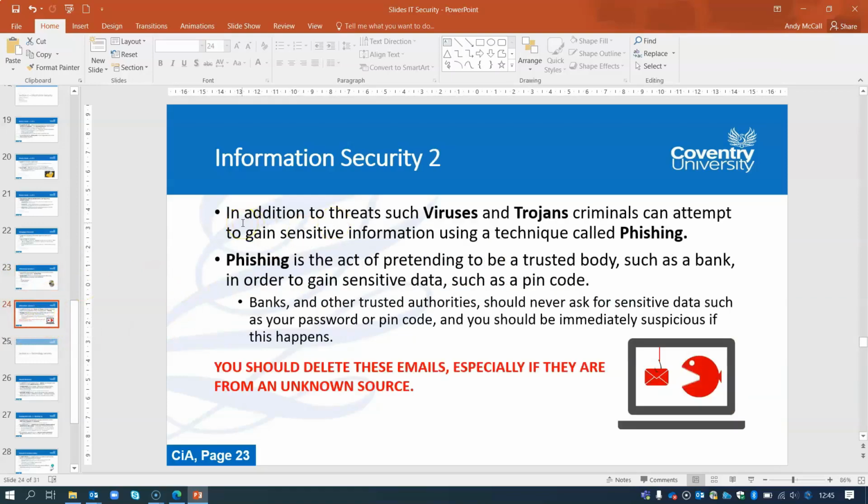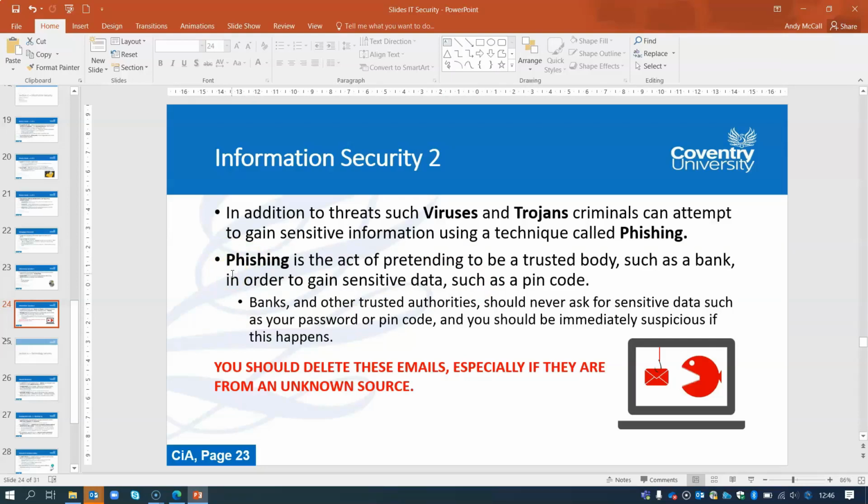Additionally to identity theft, there are threats from viruses and Trojans, so criminals will attempt to gain access through different techniques. One of them is called phishing, which we briefly talked about in the first section. Phishing is an individual pretending to be from a trusted body, such as a bank, trying to gain sensitive data, such as a PIN code. Once they've pretended to be that person, they'll contact you by email and try to get your sensitive information, such as your password or PIN code.